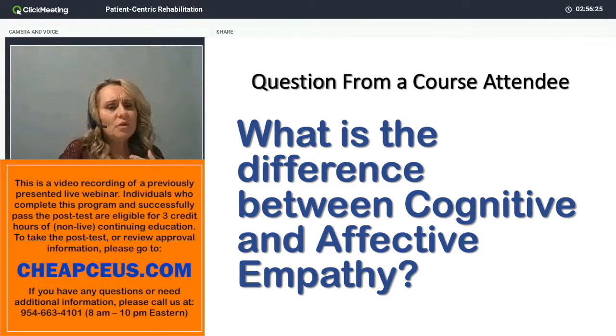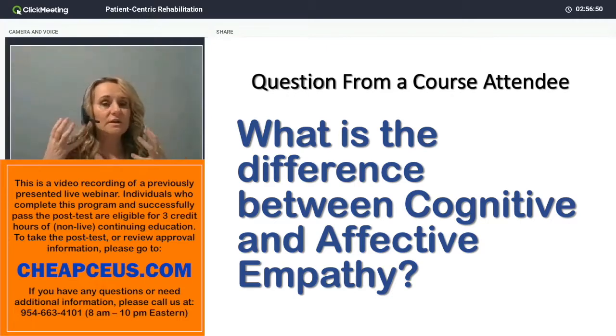Cognitive empathy is more of a perspective taking, that you know what the person is feeling, you understand it mentally, but you don't actually feel it yourself. So I know my patients are in pain, and I know it is frustrating that maybe they need a max assist of two people to get up out of bed because they're paralyzed on one side. I understand that. I can envision the struggles that they're having.